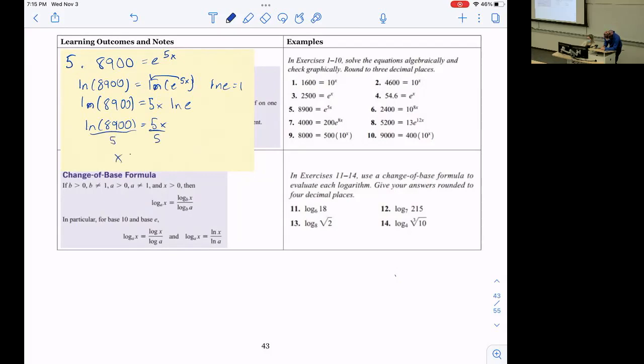So x is equal to ln of 8,900 divided by 5, which is equal to, we did it in our calculator, 1.81 something, and it says round to 3 decimal places. So we do 1.819. That would be our answer. Also number 10.